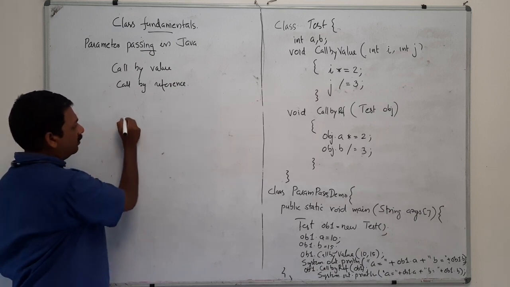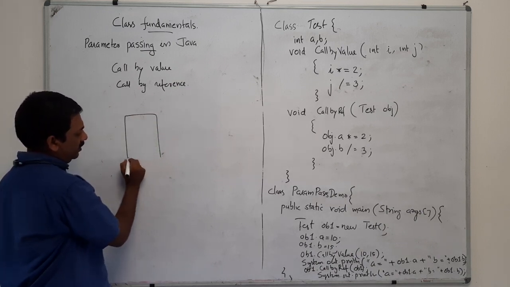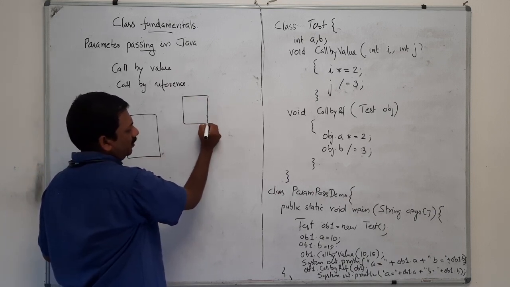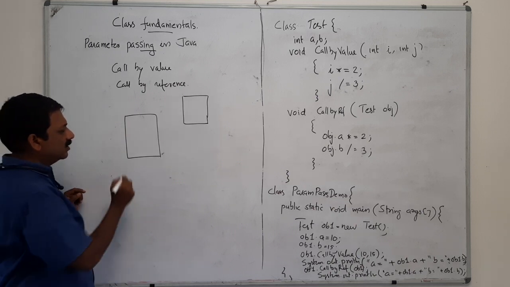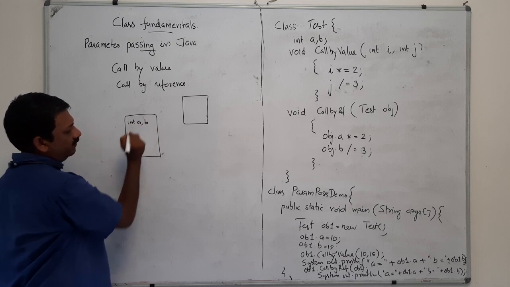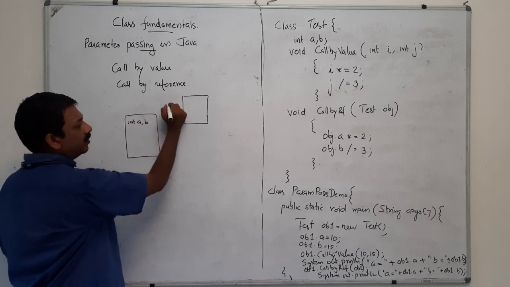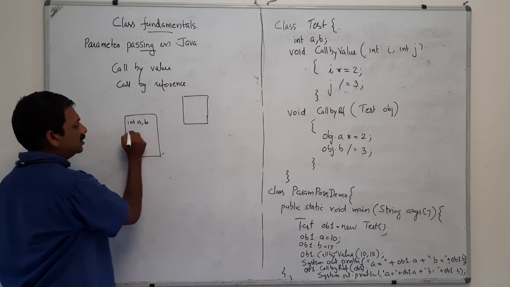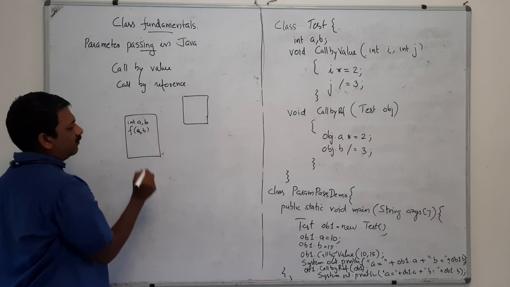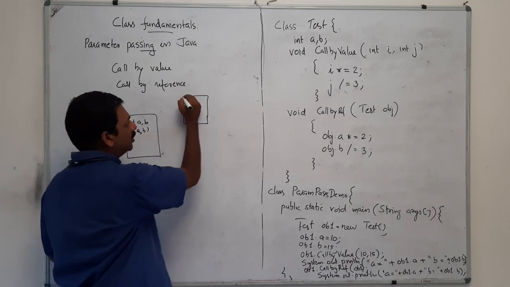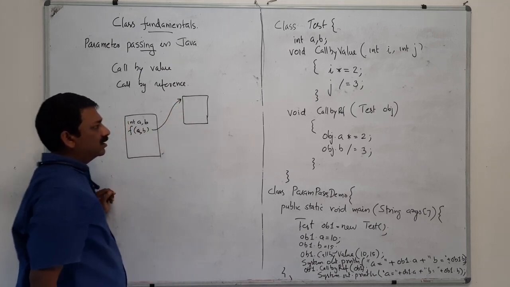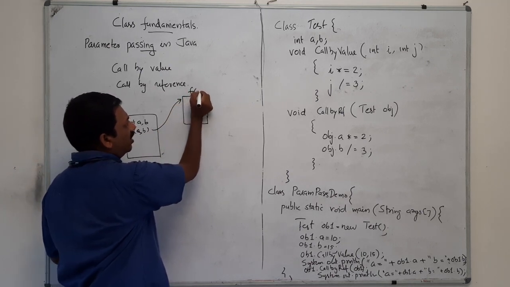Suppose that you have a main program, and from this you are calling a subprogram. Calling a subprogram means suppose that in the main program you have two variables, say int a, b, and suppose that you are passing these two parameters. The function call is like this: f of a, b.